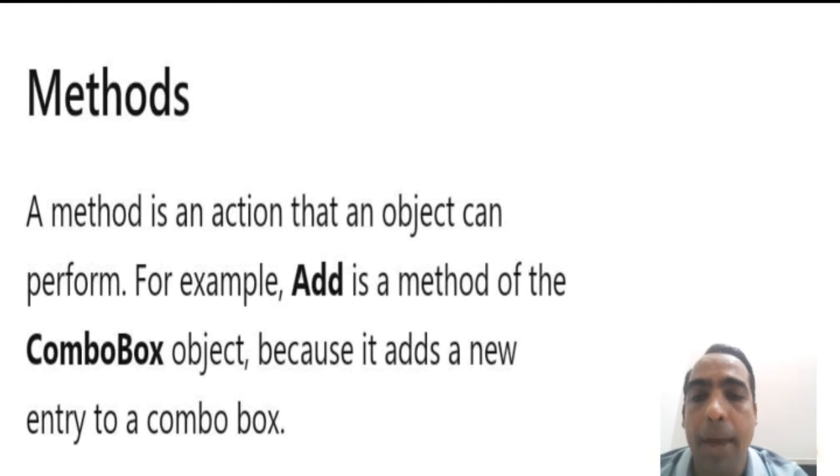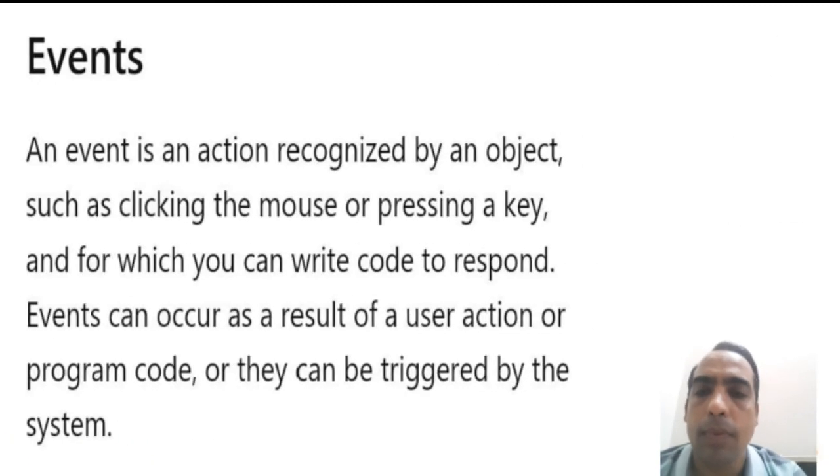Methods. A method is an action that an object can perform. For example, add is a method of combo box object because it adds a new entry to a combo box. Events. An event is an action recognized by an object, such as clicking the mouse or pressing a key, and for which you can write the code to respond. Event can occur as a result of user action or program code.